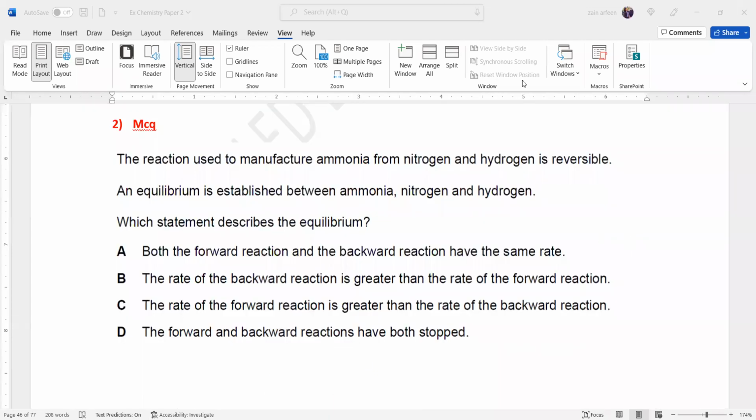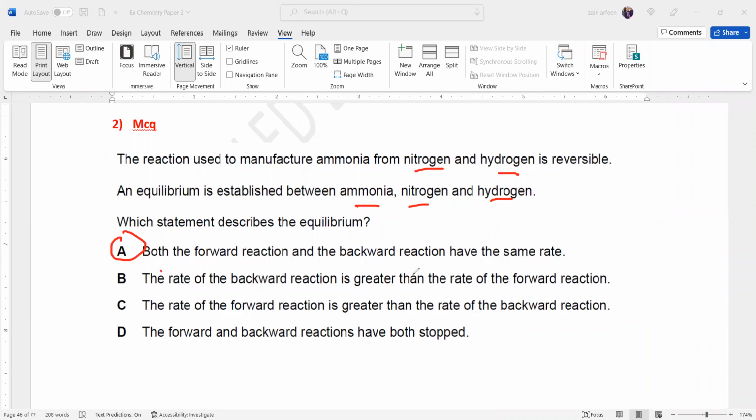So for this reaction, which is used to manufacture ammonia from nitrogen and hydrogen, the reaction is reversible. An equilibrium is established between ammonia, nitrogen, and hydrogen. What is the meaning of equilibrium? Equilibrium means that both the forward and the backward reactions occur at the same rate and there is no change in the amount of reactant or product. That's why option A is a valid answer.